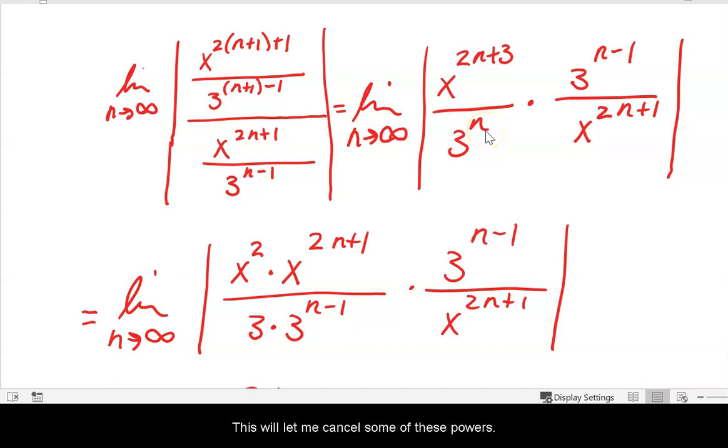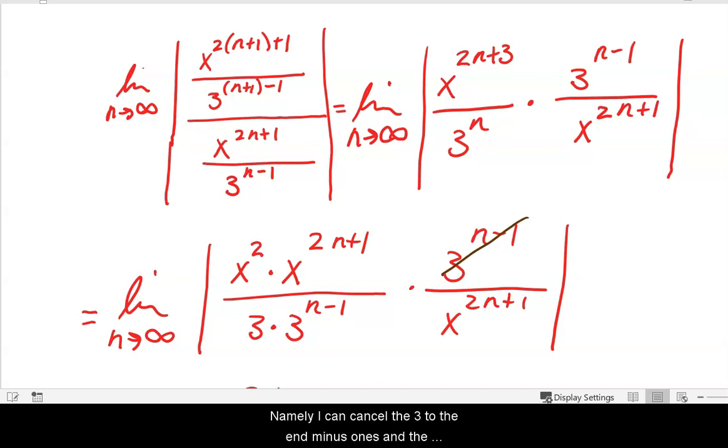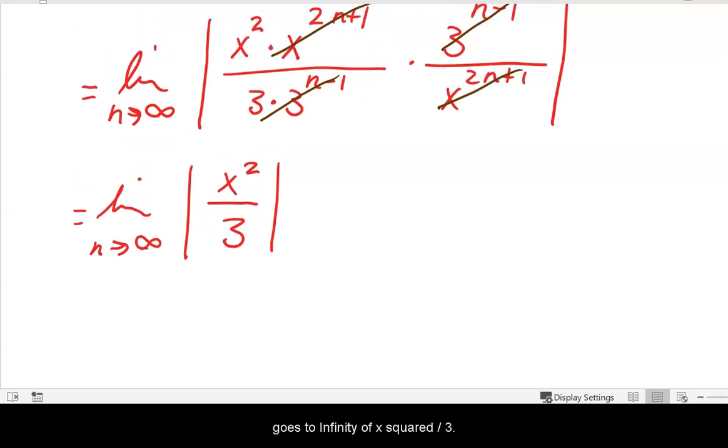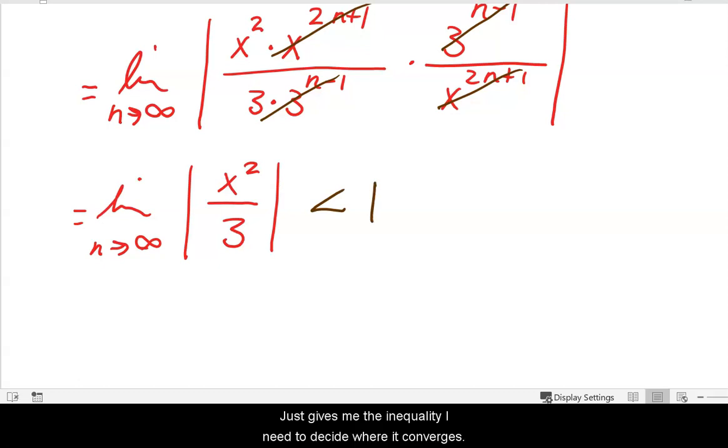This will let me cancel some of these powers. Namely, I can cancel the 3 to the n minus 1s and the x to the 2n plus 1s. When I'm done then, this leads me to the limit as n goes to infinity of x squared over 3. Using the ratio test, I know that this will converge provided that it is less than 1. This gives me the inequality I need to decide where it converges.